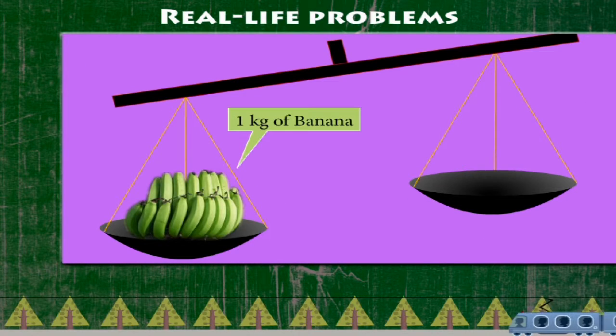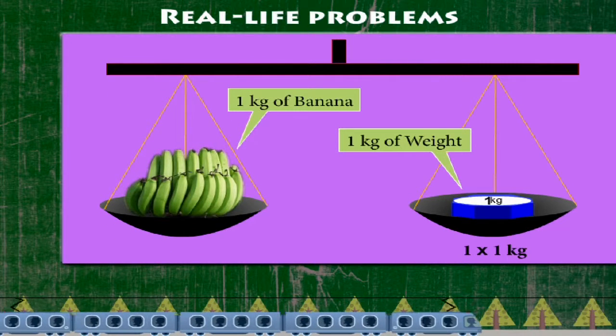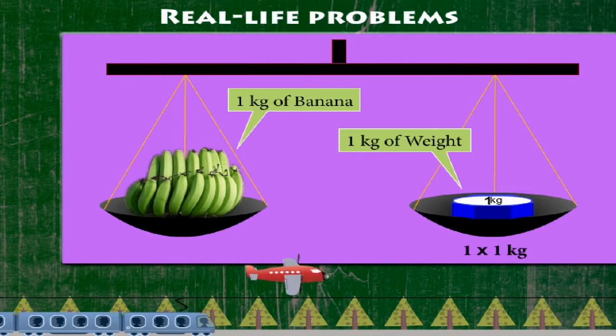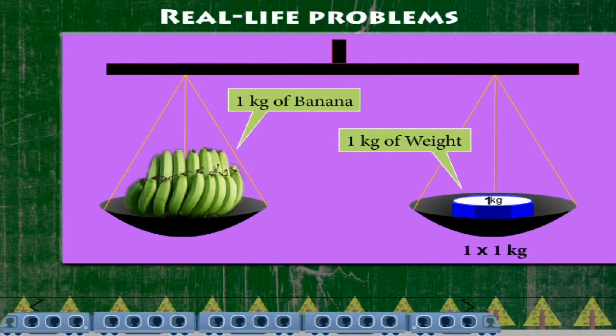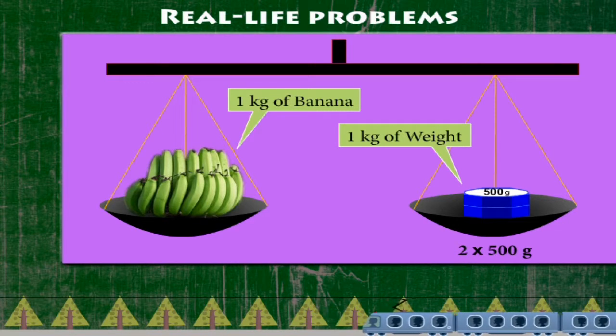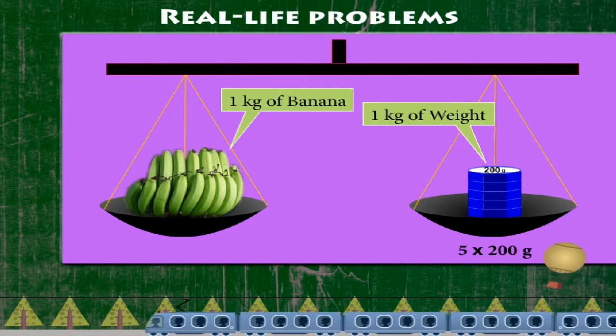Real life problems. Here is some banana on a weighing balance. It is 1 kilogram in weight because the 1 kilogram weight balances the weighing balance. 1 kilogram weight is the same as 2 weights of 500 gram. It is also the same as 5 weights of 200 grams.